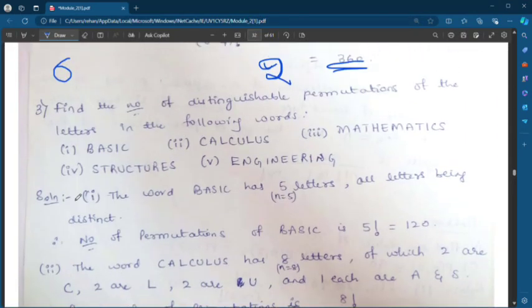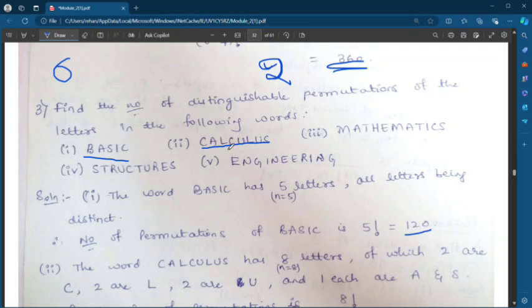Then find the number of distinguishable permutations of the letters in the following words. So first one, the word BASICS has 5 letters, all letters being distinct. So the number of permutations of BASIC is 5 factorial, that is 120.